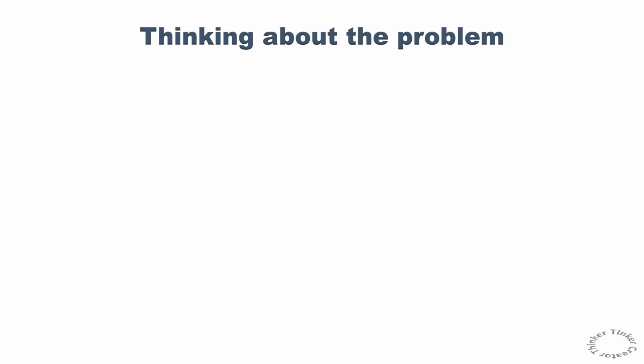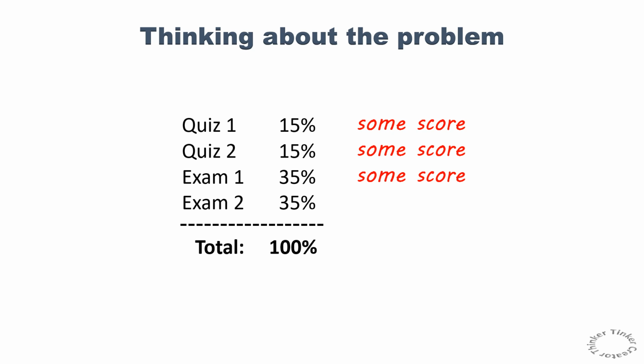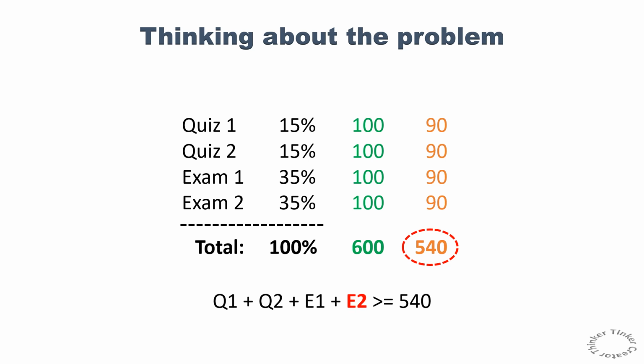Let's think aloud. There are 2 quizzes and 2 exams, each worth a certain percentage of total points. We know the scores for Quiz 1, Quiz 2 and Exam 1. We need to find the minimum score on Exam 2 to get an A in the class. If we ace them all, obviously we get an A. If we score the bare minimum of 90, we still get an A. This means, we get an A if the sum of the scores is greater than or equal to this value. Set up the equation like this and solve for Exam 2.